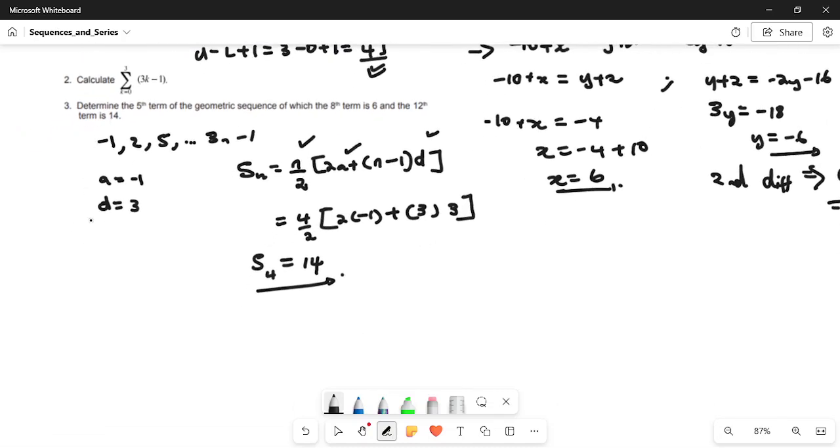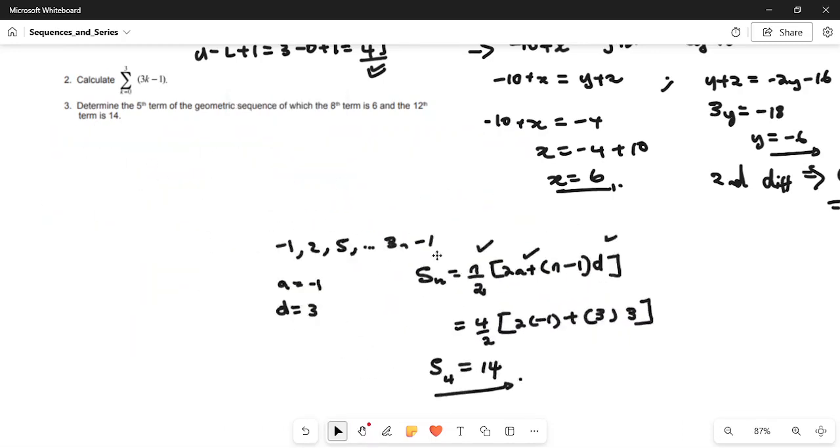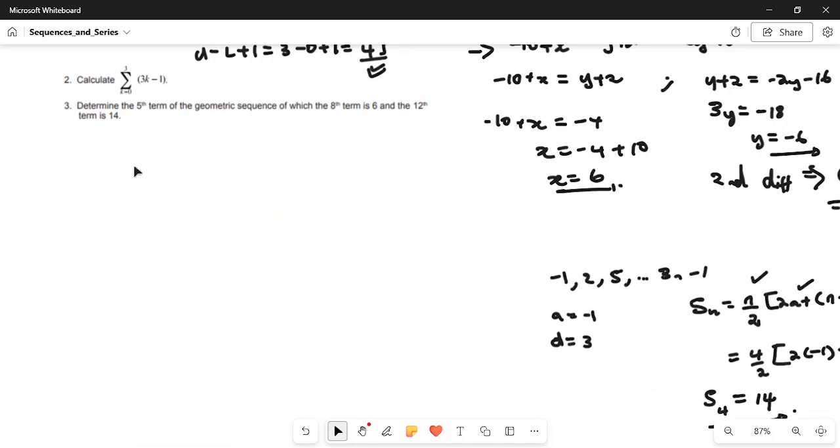And now question number 3. Determine the 5th term of the geometric sequence of which the 8th term is 6 and the 12th term is 14.